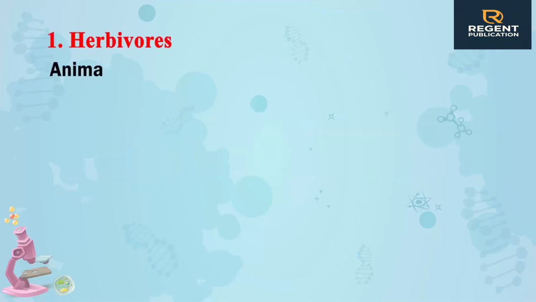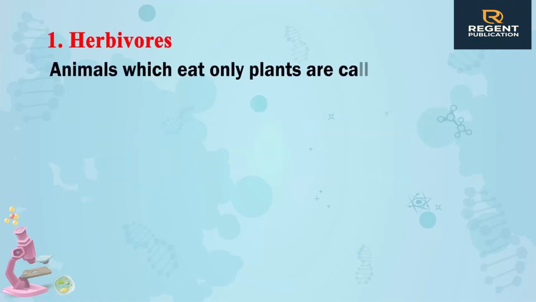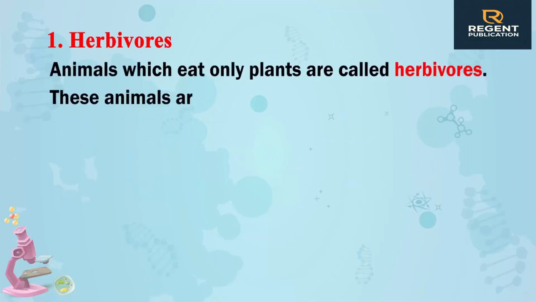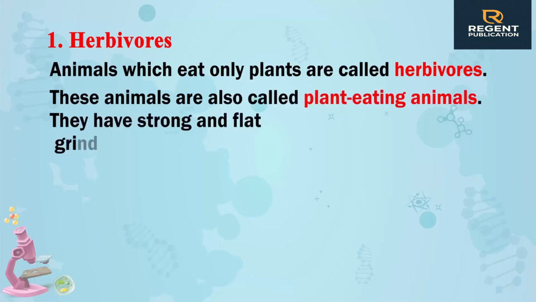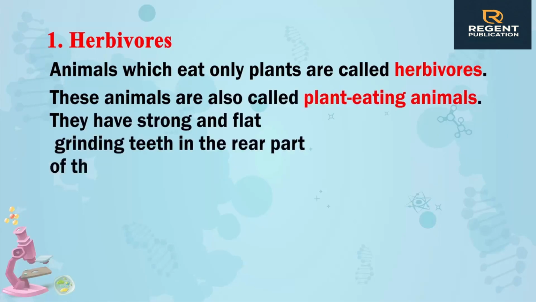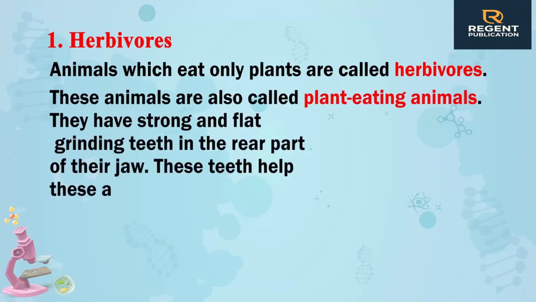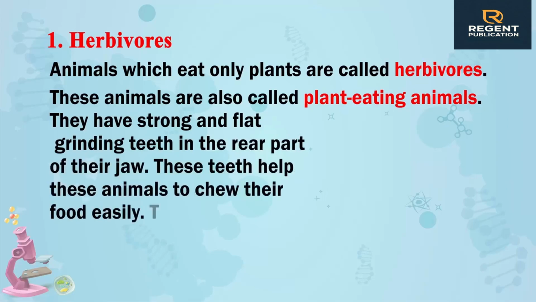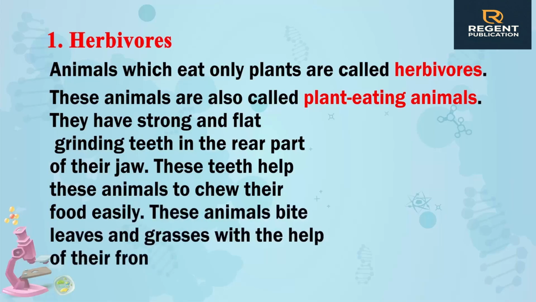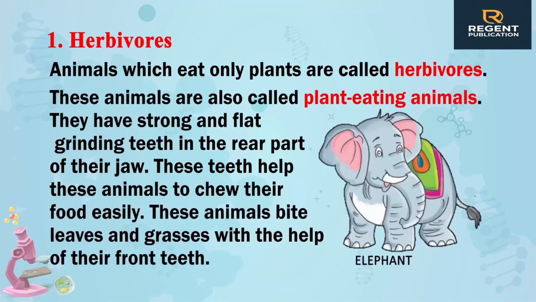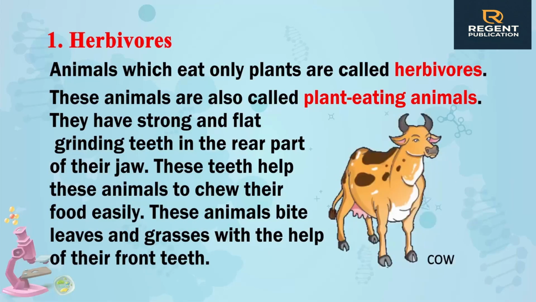Herbivores. Animals which eat only plants are called herbivores. These animals are also called plant-eating animals. They have strong and flat grinding teeth in the rear part of their jaw. These teeth help these animals to chew their food easily. These animals bite leaves and grasses with the help of their front teeth.